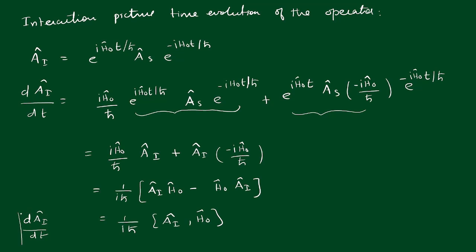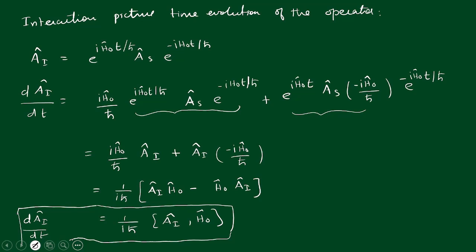Again, this looks exactly like the time evolution of the operator in your Heisenberg picture, correct? Except that in the Heisenberg picture we have the full Hamiltonian, while here we only have the interaction part of the Hamiltonian. Okay, all right, and complete the box. Is this all right?